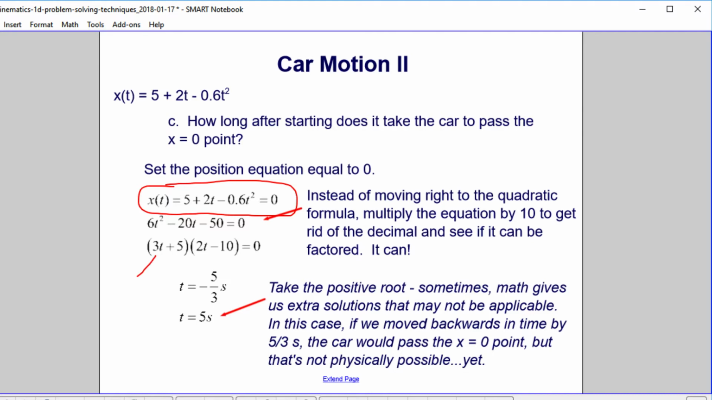That gives us 2 solutions. One is a negative solution, and one is positive. We're going to take the positive route. Sometimes math gives us extra solutions that may not be applicable to the physical situation. In this case, if we had the car moving backwards in time by 5/3 of a second, the car would pass the x equals 0 point. But that's not physically possible, yet.